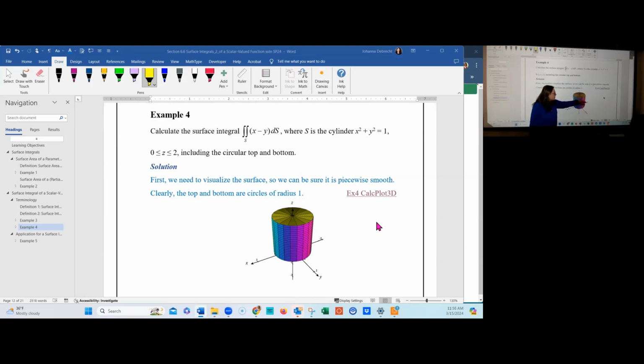And we know that where the circle at the top meets the sides of the cylinder, much like you would have on a Coke can, we have a crease, an edge, if you will. And we have the same at the bottom. So we have 2 places on this surface that are not smooth. So we're going to have to parameterize the top, parameterize the bottom, and parameterize the sides, compute each separately, and add the results together. Let's take a look at this surface out on CalcPlot 3D so you can see how to develop this surface.